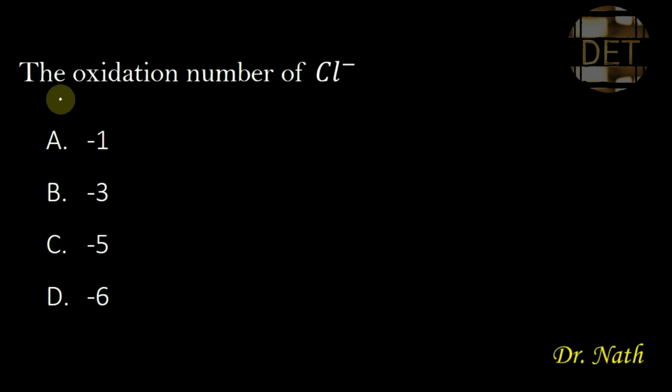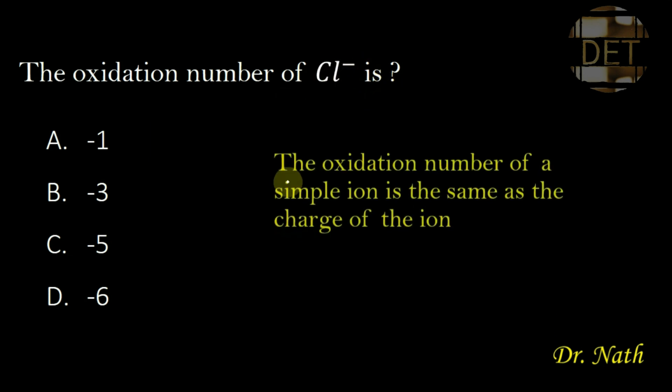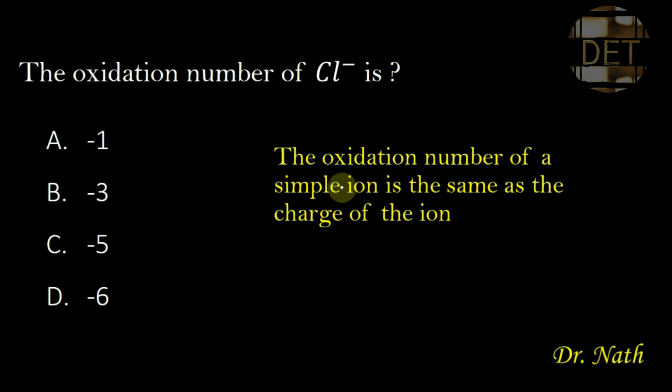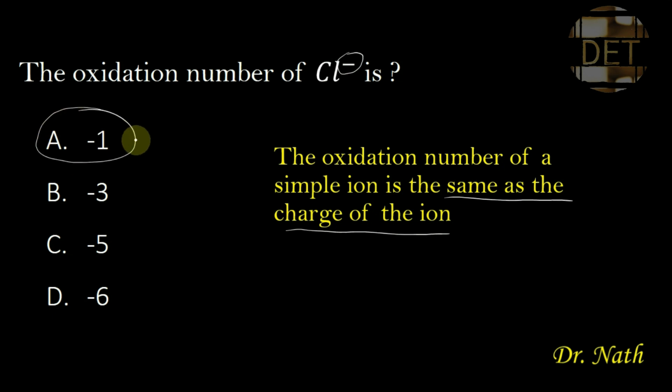Then, the oxidation number of chloride ion is? Like we said before, from rule 2, the oxidation number of a simple ion is the same as the charge of the ion. So chloride has a charge of minus 1, and that makes the oxidation number -1. So our correct answer to this question is option A.